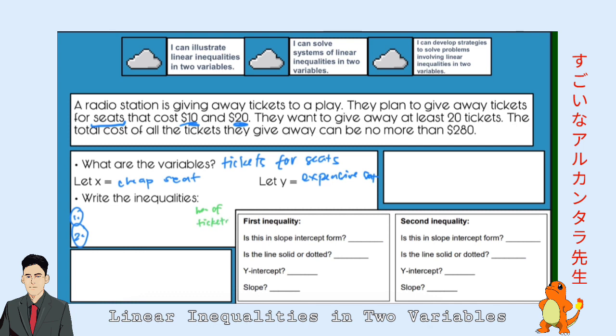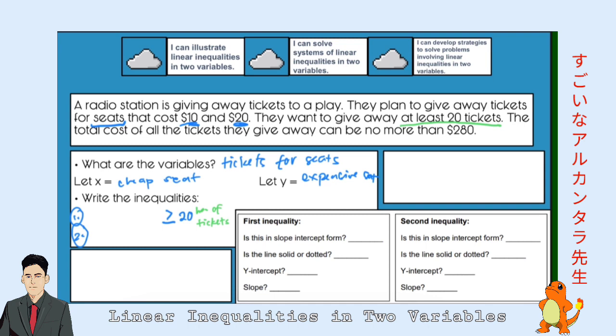Because it is mentioned in this word problem that there will be at least 20 tickets to be given away. So we can start with that. So 20, and the word is at least, meaning that's the minimum. The number of tickets to be given can be above that. And the word above that implies that it should be greater than or equal to. Okay, above that. Now, in this case, we have greater than or equal to 20.